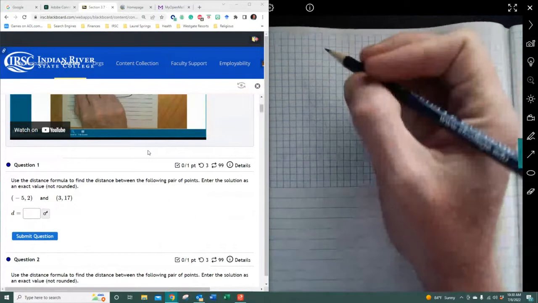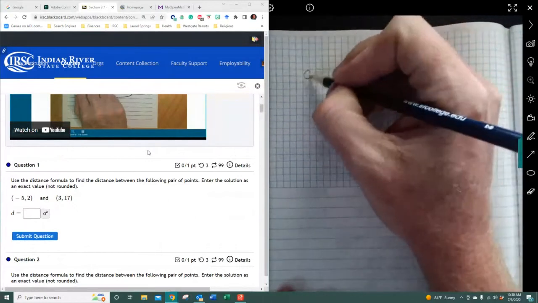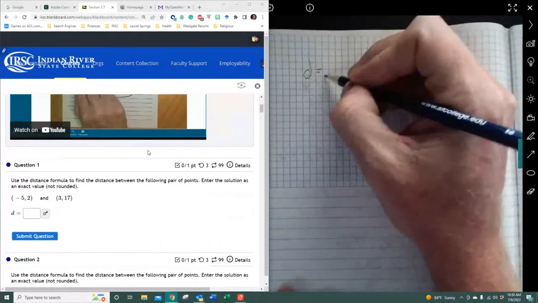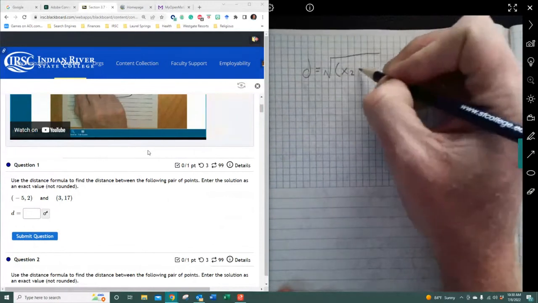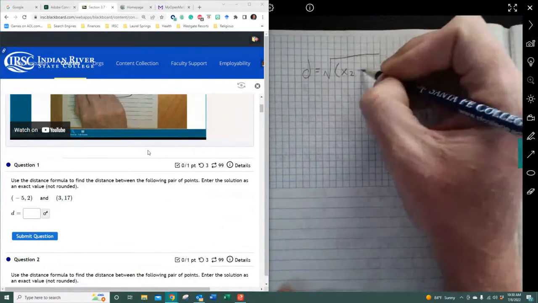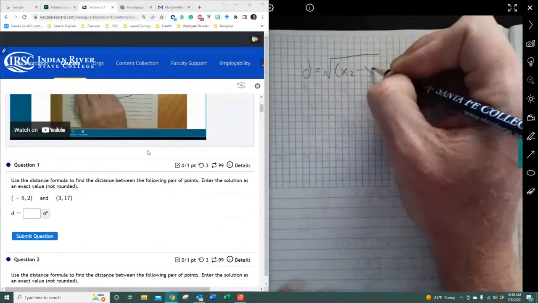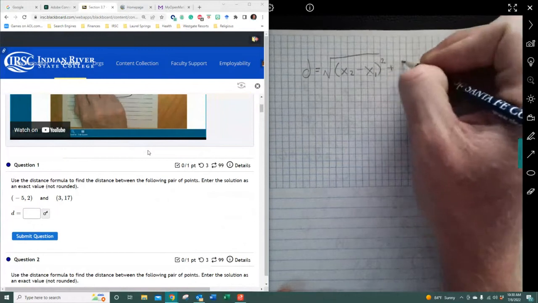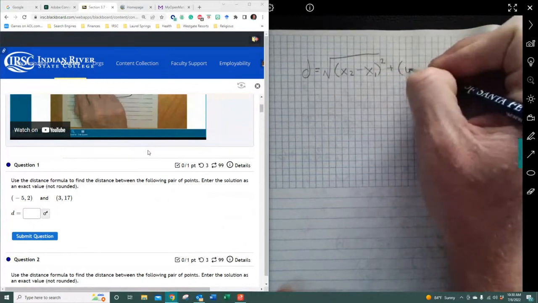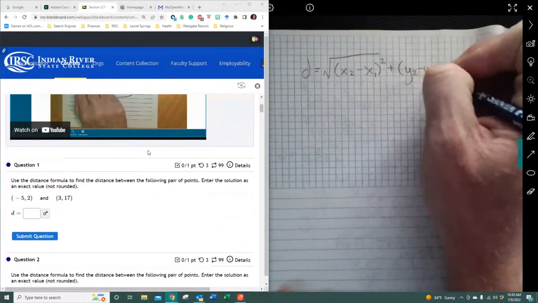So when we're talking about the distance formula, distance is the square root of the x sub 2 minus x sub 1. It doesn't matter how you do it, but it's the difference between these two squared and then added to the differences in the y's.